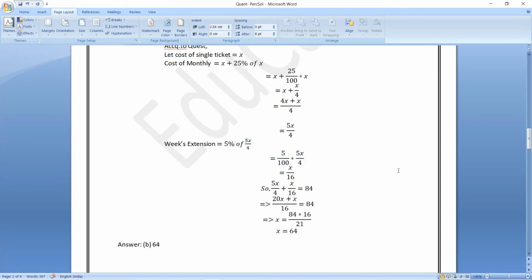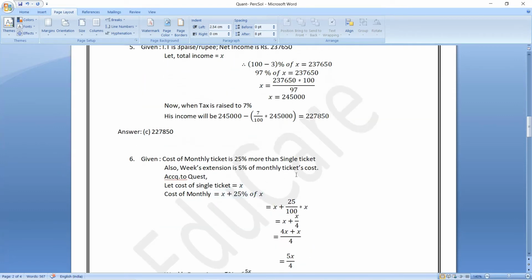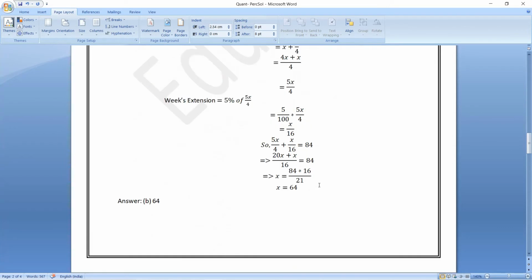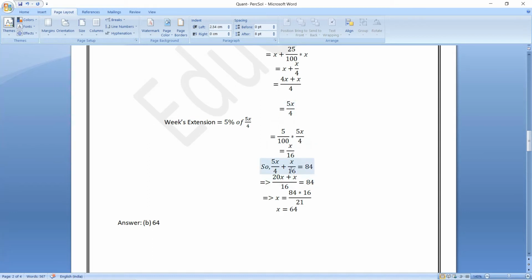Now in my question it is said that a person is paying 84 rupees including the week's extension. So by the question we have 5x by 4, that is the cost of the monthly ticket, plus x by 16, that is the cost of the weekly extension, equals 84. Now for solving this we will get x equals 64. Okay, so the answer will be option B, that is 64.